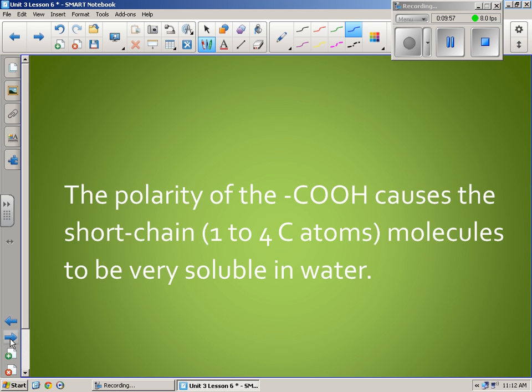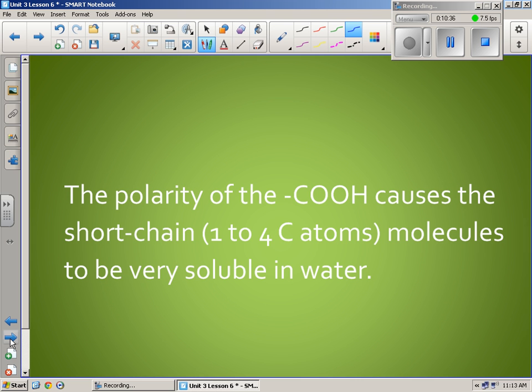The polarity of the COOH causes the short chain, 1 to 4 carbons, to be very soluble in water. What happens though, as you get larger and larger, so you've got 1 to 4 carbons, very polar, very soluble in water. As soon as you start lengthening out the chain, the non-polar characteristics of the CH3, CH2, CH2, CH2, CH2, and then the C double bond OOH, that non-polar stuff starts to take over a little bit more and it becomes less and less polar. Same with alcohols, by the way. Okay, alcohols and these are very, very similar.